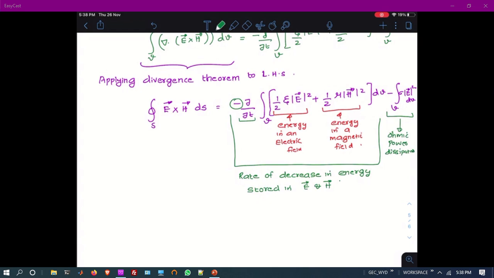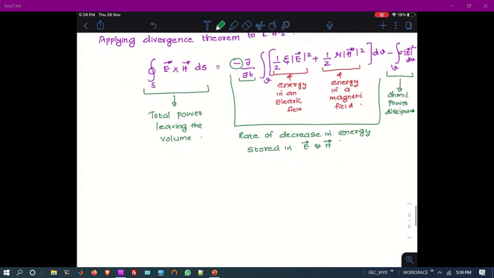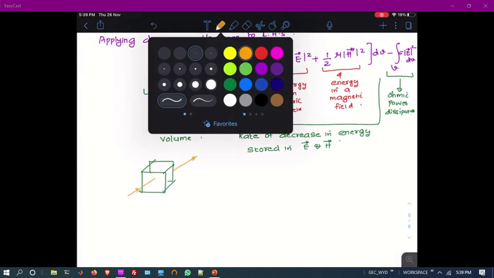Okay, so when you combine all this, you can say this part is the total power leaving the volume. So what does it mean? We told that there is a volume, and we told that there is an electromagnetic wave propagating through the volume which has an electric and magnetic field.